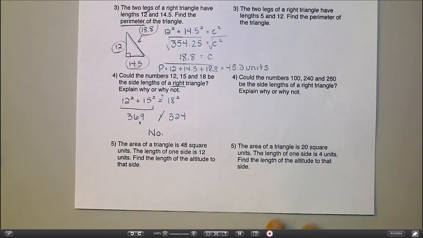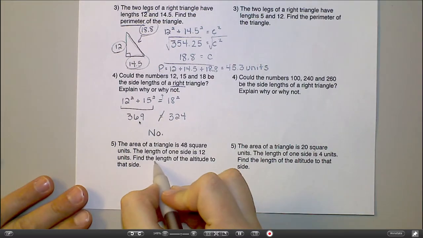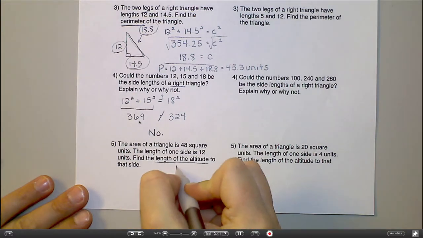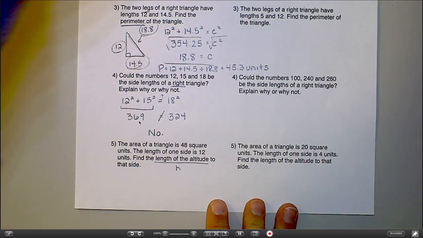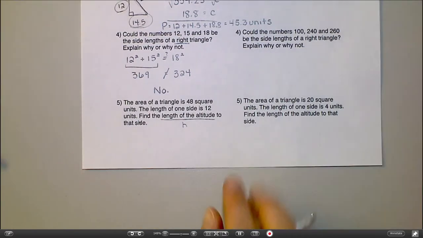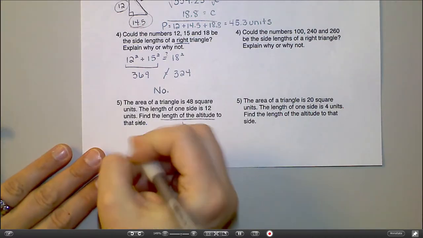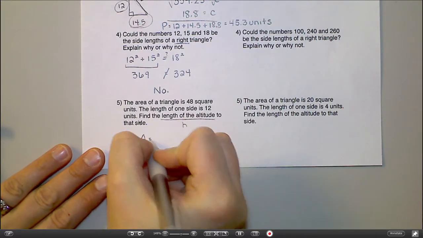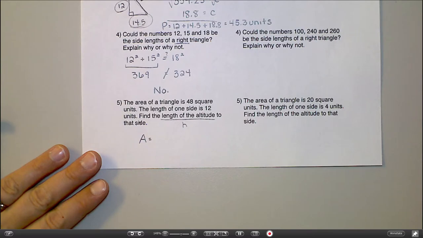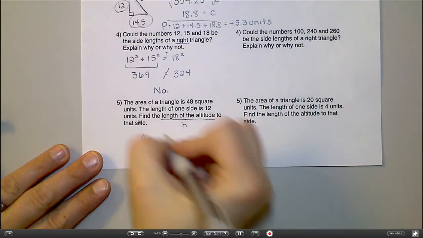Okay? And the last one, the area of a triangle is 48 square units. The length of one side is 12 units. Find the length of the altitude. Length of the altitude, by the way, is really height. Anytime it's one of these backwards problems where it gives you the area and then says it wants you to find the height or the side length or something, I would start by writing out the whole formula. How do you find the area of a triangle? There you go. Base times height divided by 2.